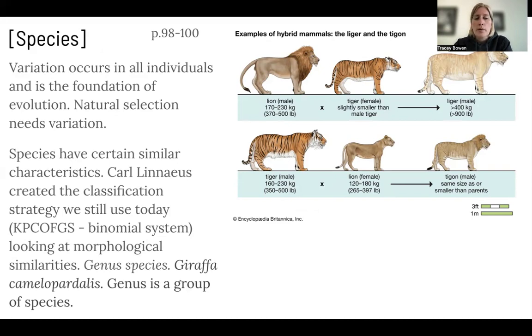And so when we write it, we write the genus name first, capitalized, and then the species name. And that would be in italics if you were typing it. But if you are writing it, then you underline it, because obviously, how do you write in italics? And then a genus is a grouping for species.